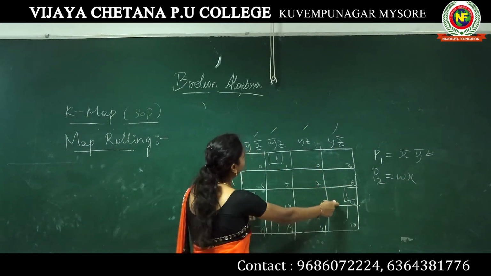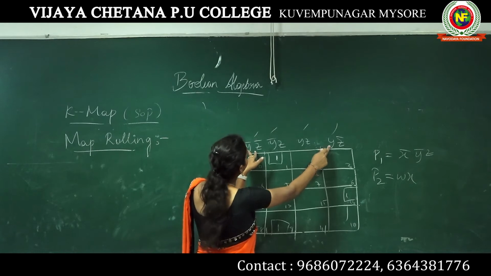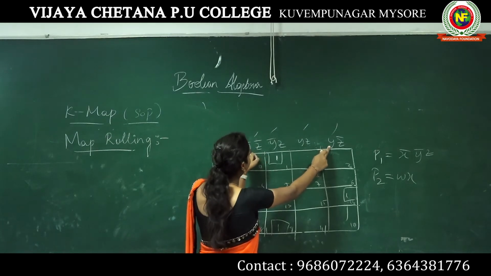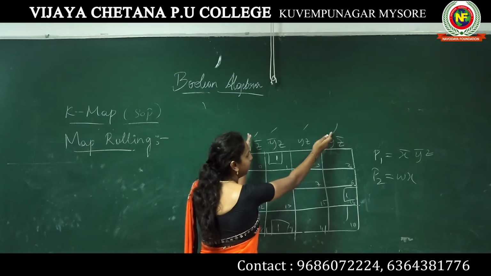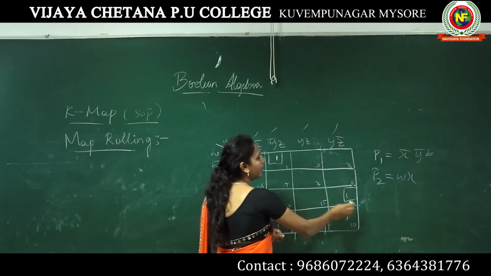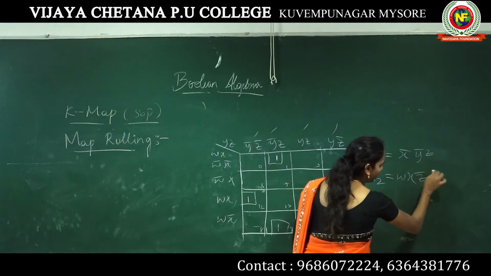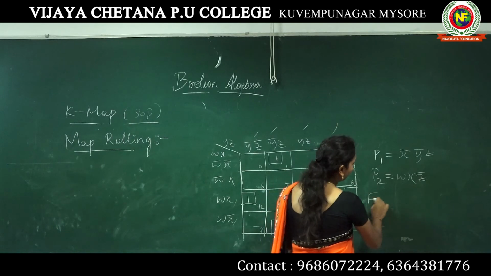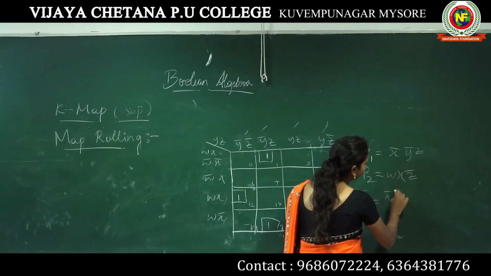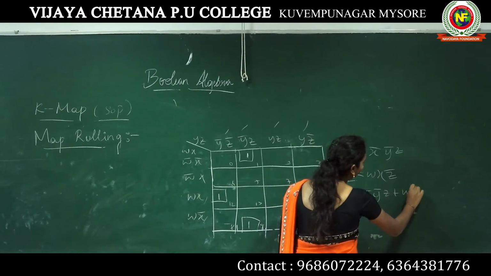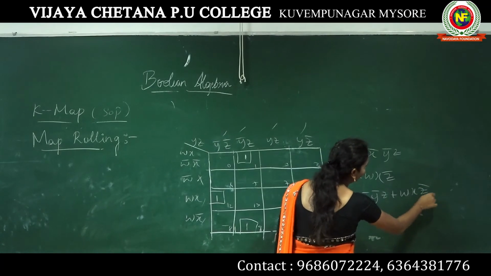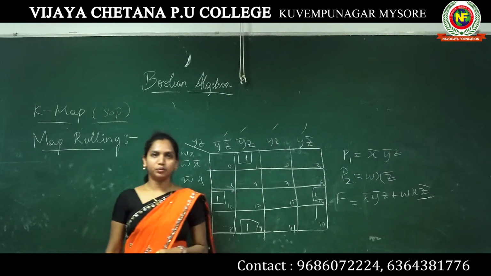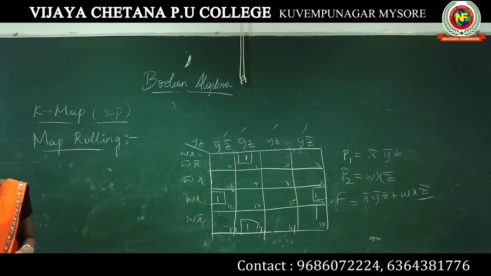Again you are taking the vertical line, these 2. So which is the common one here? z bar. Here y bar is there, here y is there, that will be cancelled. Only z bar is remaining. I am writing the z bar. The final output as it is: x bar y bar z plus w x z bar. So this is the final output. Got it? This is called map rolling.